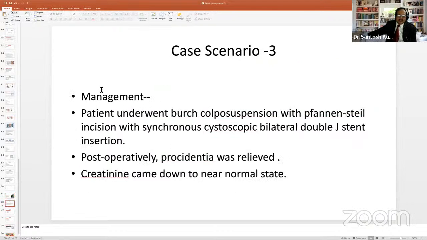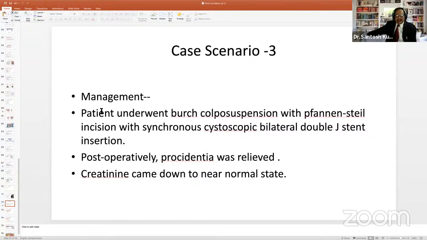Again, in this case scenario, the patient has procidentia, creatinine is quite high, and the patient is quite elderly, 75 years old. This is also a very common scenario in our rural area, where females are quite neglected, and mostly females will not come out if something like this is happening to them. Many times she comes to the nephrologist, sometimes to the gynecologist, sometimes to the urologist. So here creatinine is raised, and the female is quite elderly.